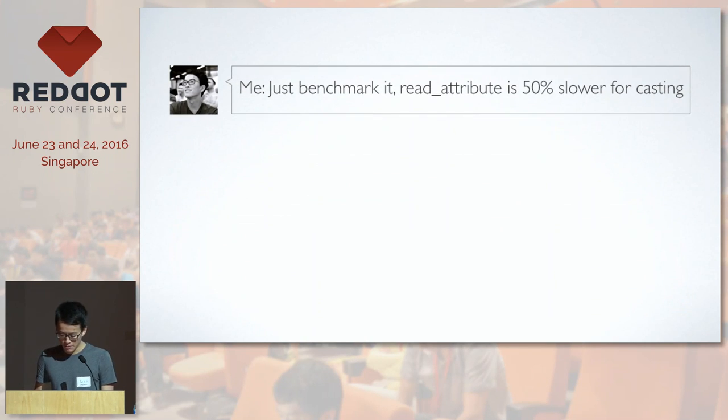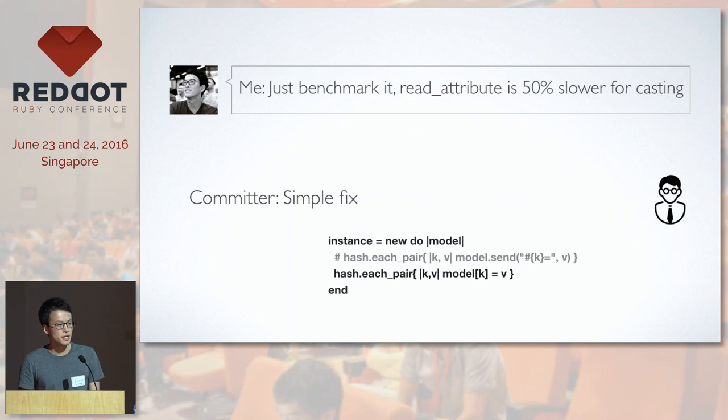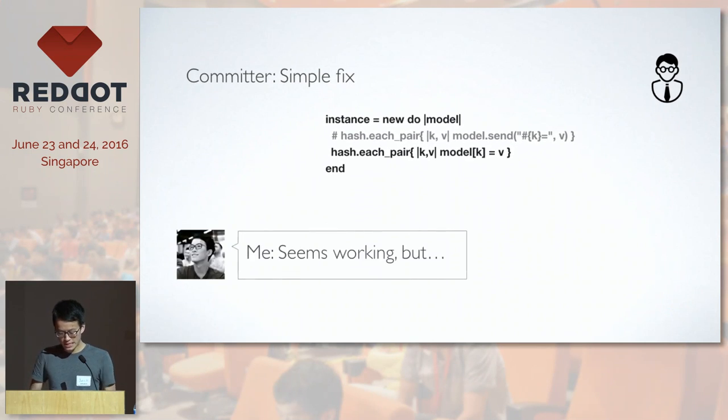While I was still thinking, another committer came in with another pull request, which made a very simple fix and got all the tests passed. He basically changed model.send k equals v to model[k] = v. I thought these two were the same, but somehow they're not, because the square bracket assignment is the same as write_attribute, which does typecasting as well. I'm thinking, okay, it's working, but not very good either.